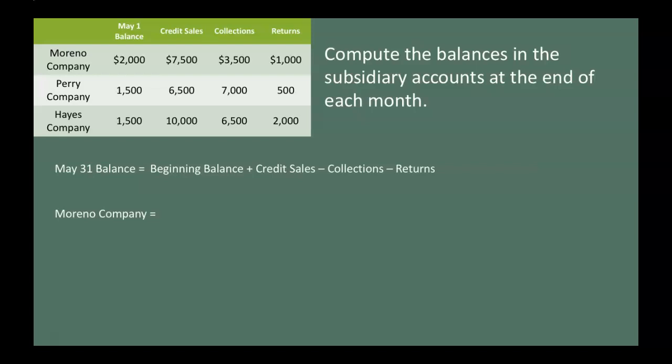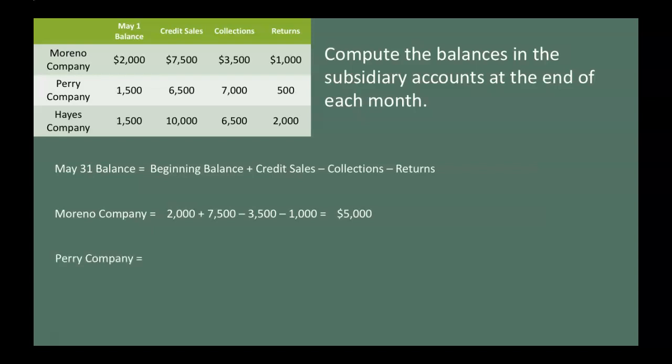So let's first figure out the May 31st balance for Moreno Company. Well, their beginning balance was $2,000. Then we add in credit sales of $7,500, subtract out the collections of $3,500, and then subtract out the returns of $1,000. If you work through that math, you should get a balance of $5,000. So at the end of May, Moreno Company owes $5,000.